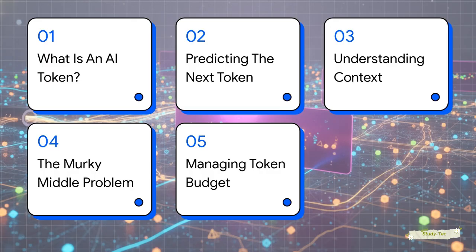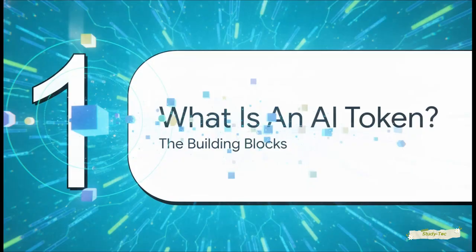So, here's our quick roadmap. 1. What exactly is an AI token? 2. Predicting the next token. 3. Understanding context. 4. The murky middle problem. And 5. Managing your token budget. Okay, section 1. What is an AI token?